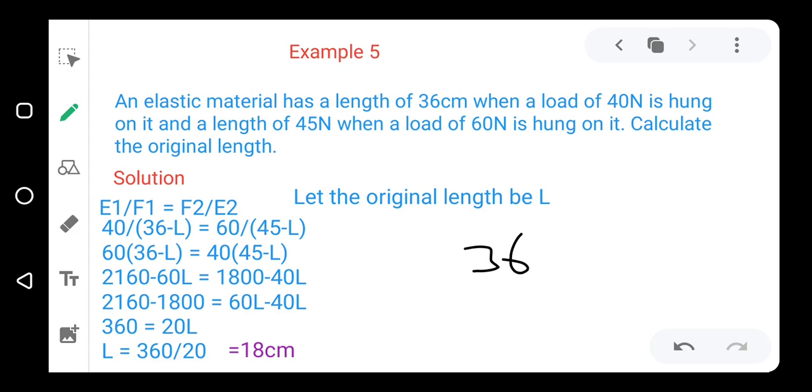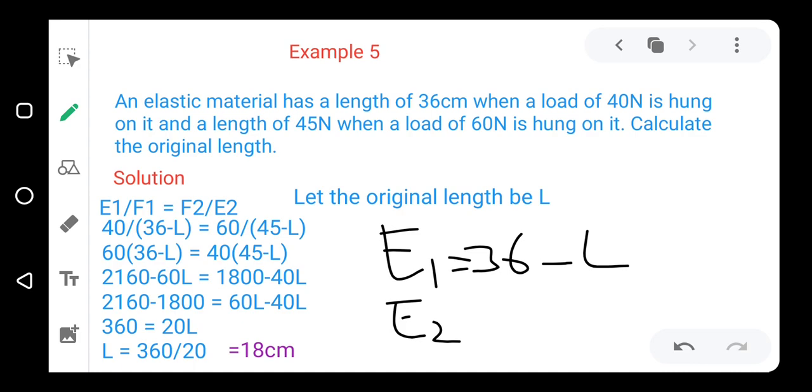Remember that extension is equal to the new length minus the original length. So the original length, we have it as L. So for the first extension, E1 here is equal to 36 minus L. That is E1. We don't know the value of this extension because we don't know the original length. Now E2 is going to be the second new length minus the original length.